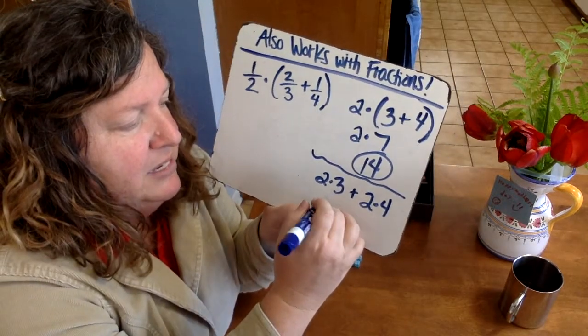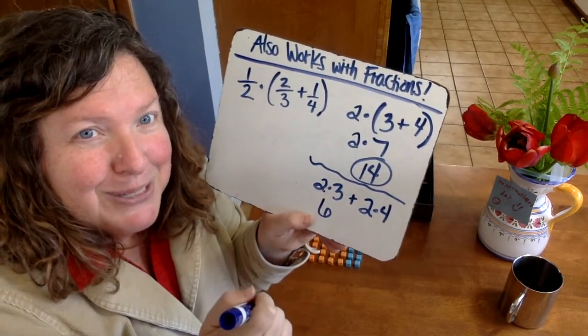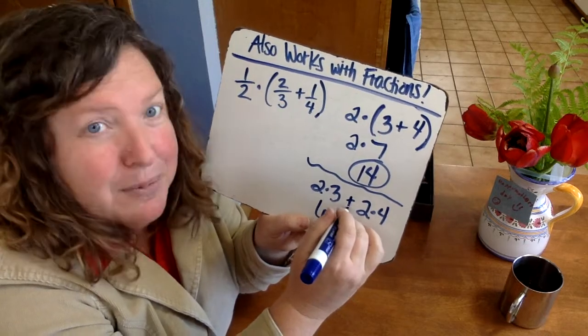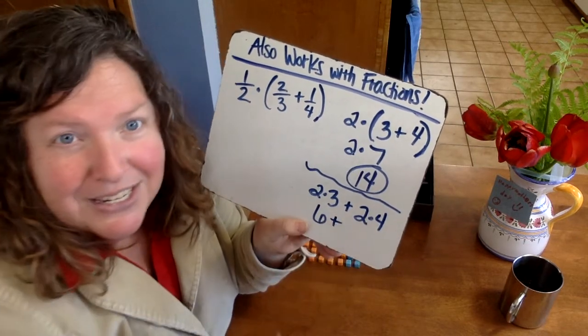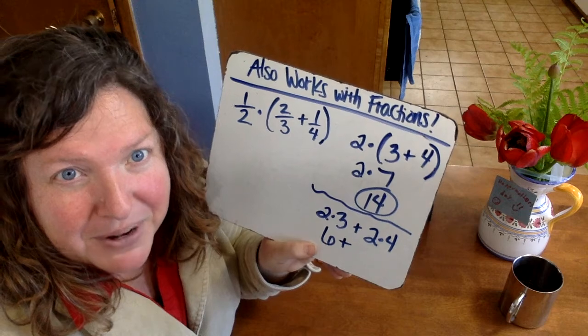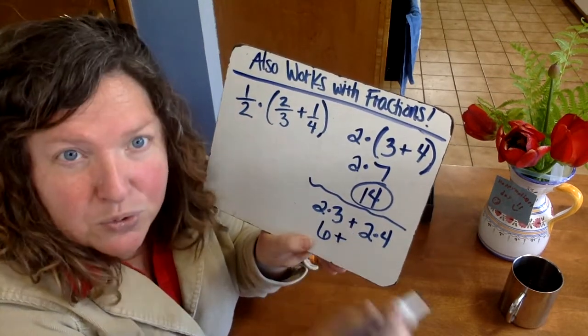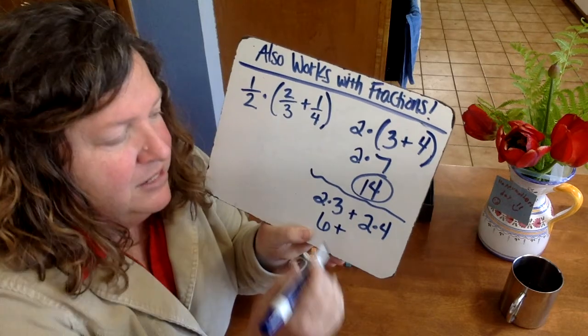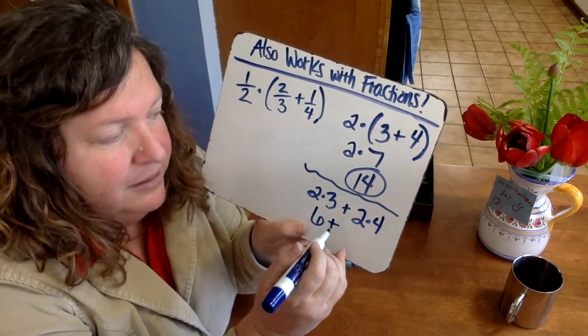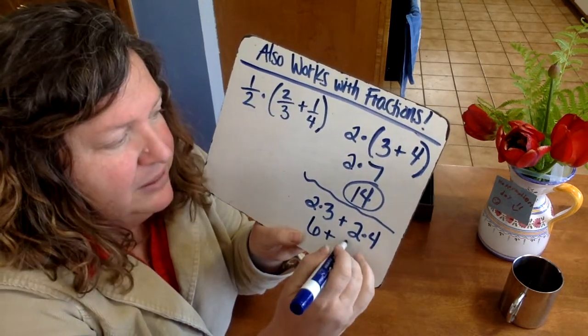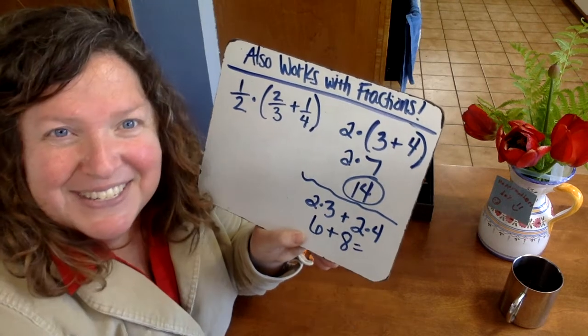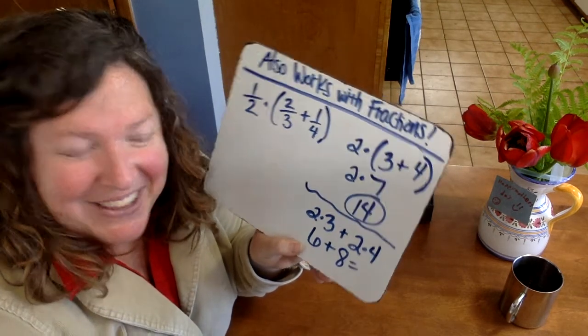Two groups of 3 is 6. Now, this is tricky. Order of operations, we're going to skip right over this addition sign. Addition and subtraction come last in order of operations because of what they mean. This means two groups of 3 plus two groups of 4. So, two groups of 3 is 6, plus two groups of 4 is 8. 6 plus 8 is 14.